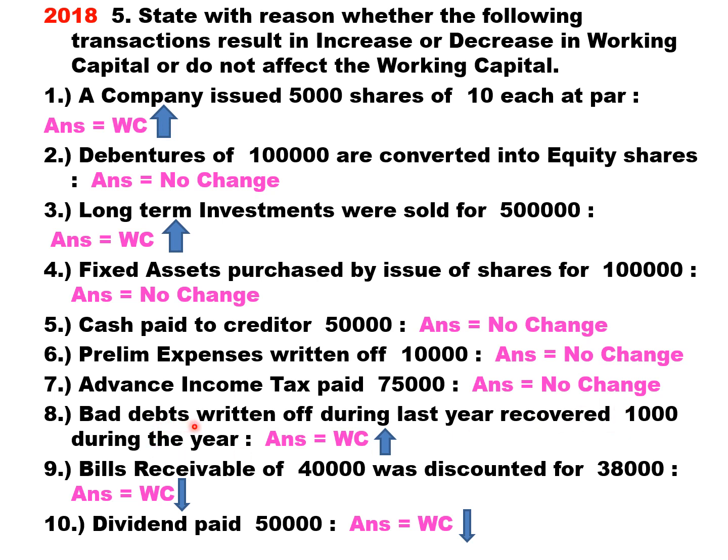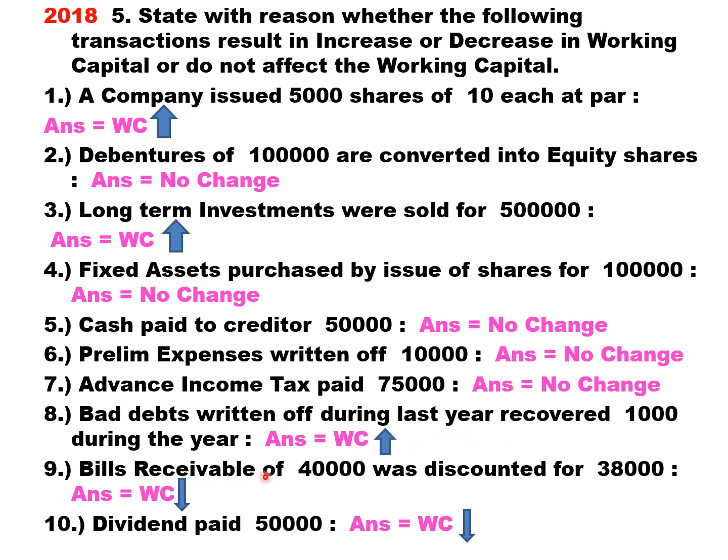Bad debts written off during the last year, recovered rupees 1,000 during the year. So recovery of bad debts is treated as an income. The bad debts that were treated as a loss some years ago are recovered during the current year. So when bad debts occur, it's a loss. When you recover, it's an income. So the transactions are income and cash. So when you recover bad debts, cash comes, so working capital increases.